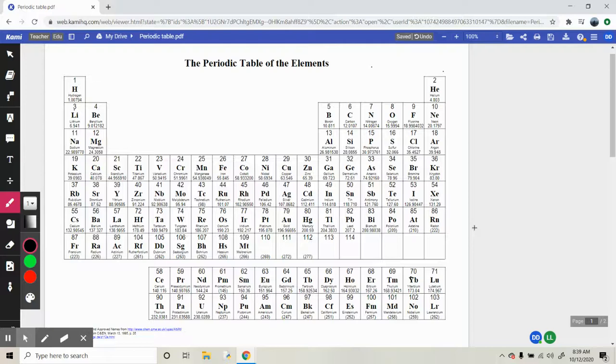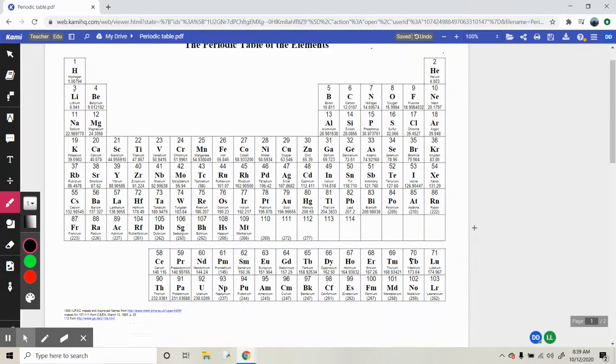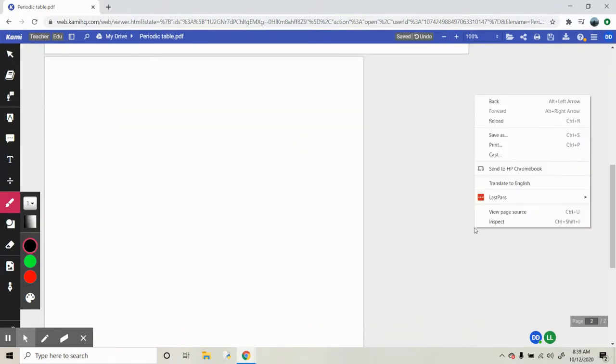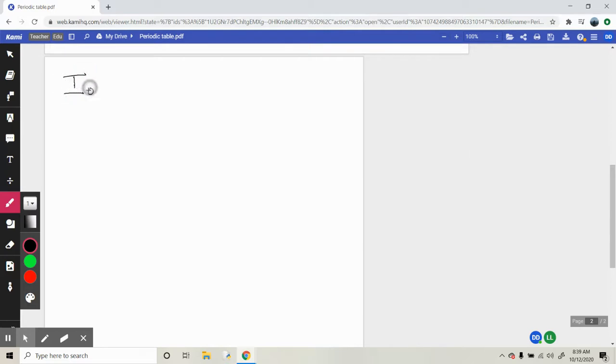Hey everyone, so today we are talking about our second out of three trends, and this has to deal with ionization energy. So let's go ahead down here and let's start talking about ionization energy.